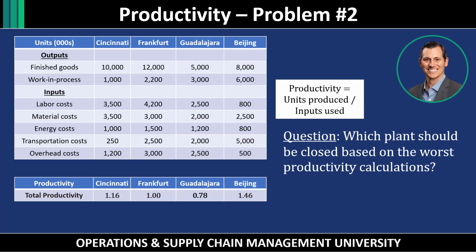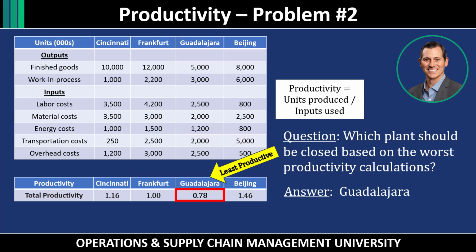And so the question is, which plant should be closed based on the worst productivity calculations? The least productive, because they have the lowest number, would be Guadalajara. So if you're going to close a factory, Guadalajara is performing the worst, and Beijing is performing the best.